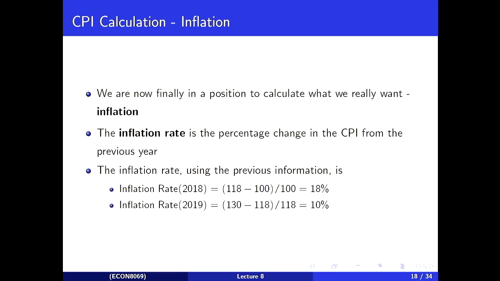The inflation rate from 2018 to 2019 was about 10%, because the CPI went from 118 to 130, which is about a 10% change. So the inflation rate was 18, and then it was 10. So we can calculate inflation rates.